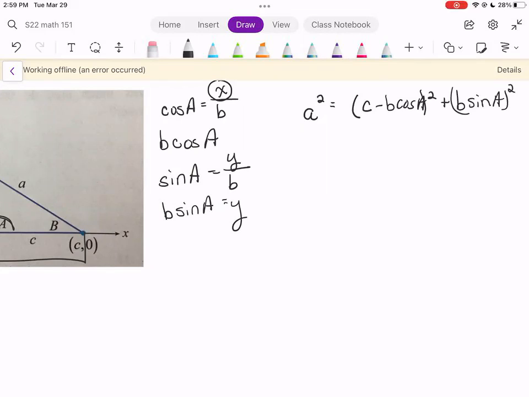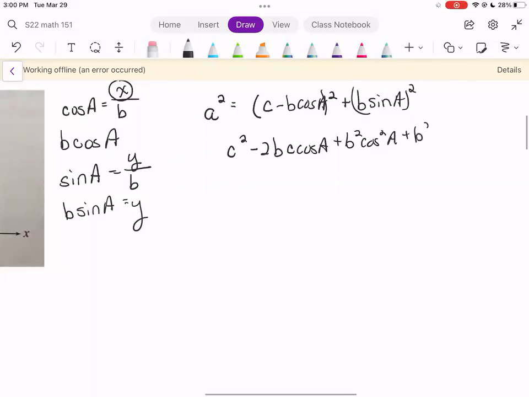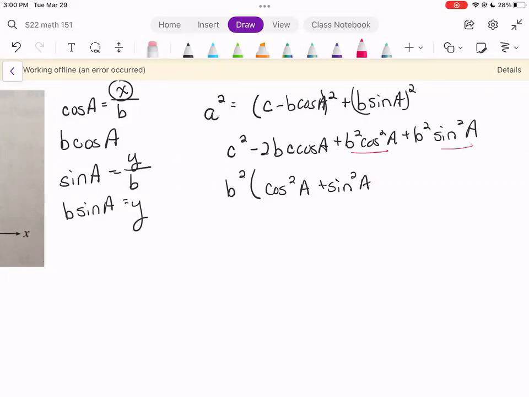When we multiply everything out, we end up with c squared minus 2bc cosine of A plus b squared cosine squared of A plus b squared sine squared of A. Using some of our identities, I can factor out b squared here, which leaves me with cosine squared A plus sine squared of A, and that's coming from these two terms here.